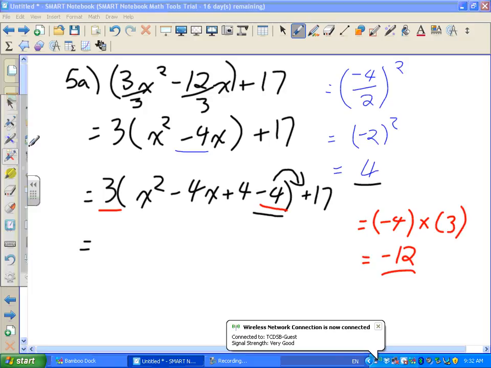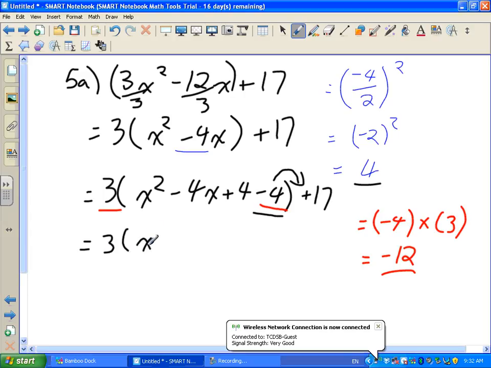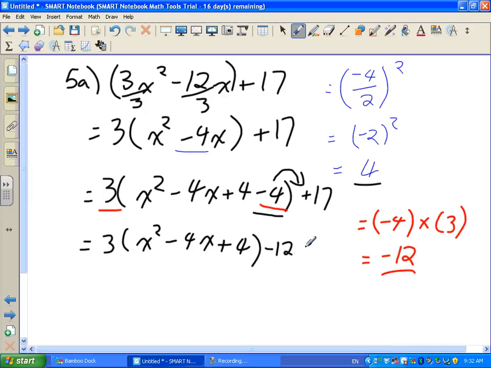So in my next line, I have 3 x squared minus 4x. I keep the positive 4. And when I bring the negative 4 outside, we discovered it becomes negative 12 because we had to multiply it by the 3. So I have negative 12 plus 17. Now, I'm just going to simplify the end part of this. Negative 12 plus 17 is positive 5.